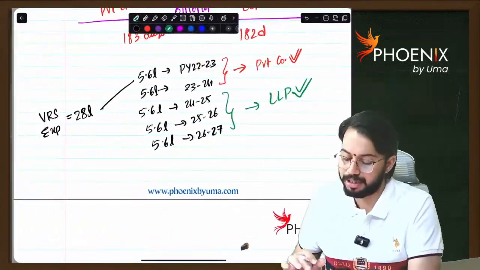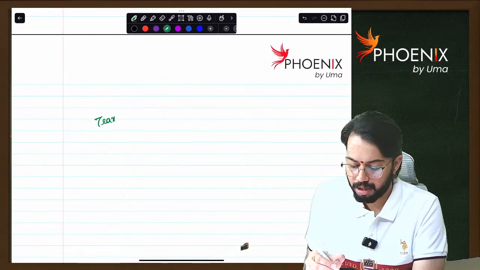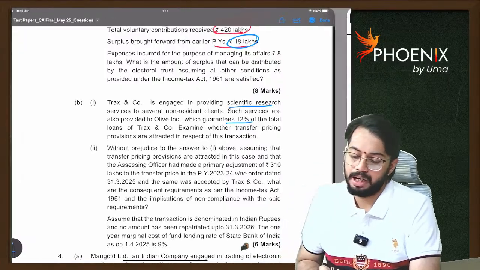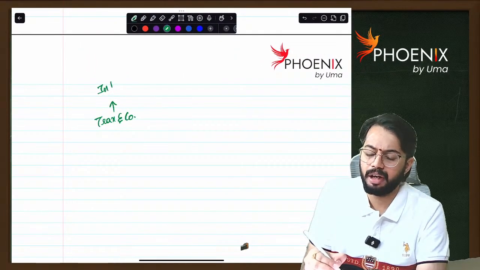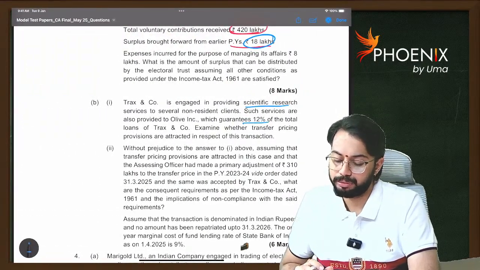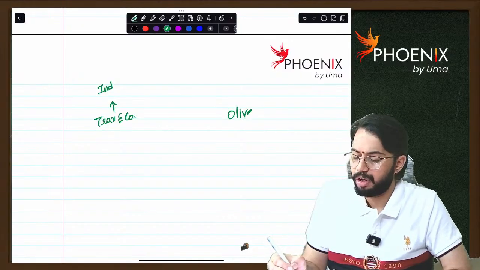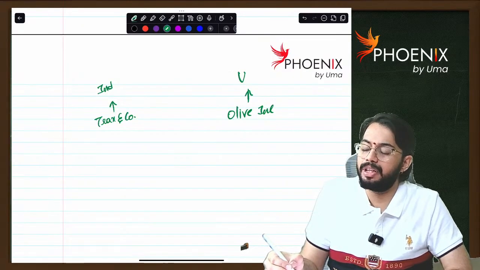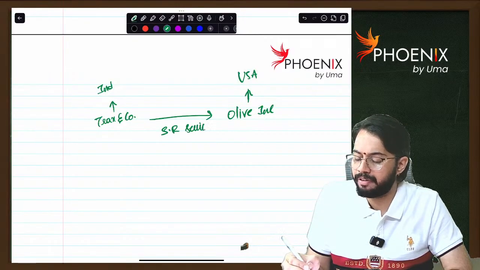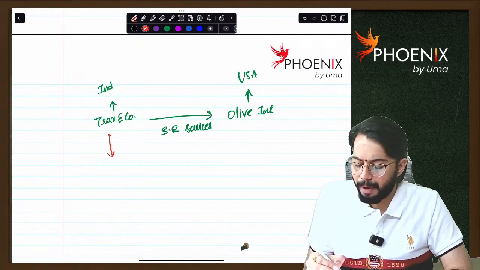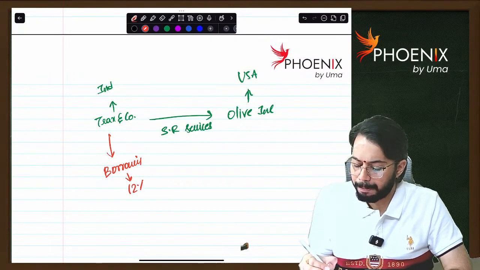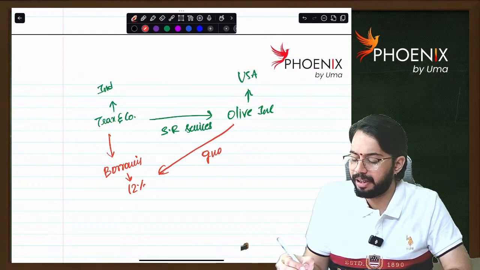See, Trax and Co. It is basically an Indian company or Indian entity. It provides scientific research services to Olive Inc. Olive Inc., let's say it is in USA, for example. Now, whatever the borrowings of Trax and Co., out of these borrowings, 12% are guaranteed by Olive Inc.